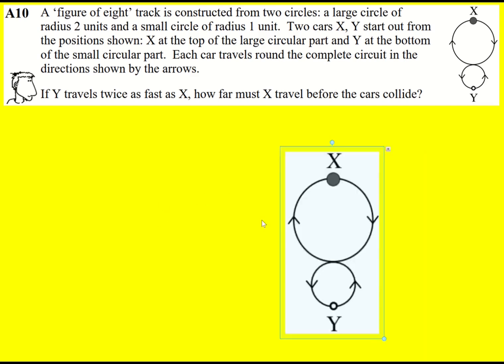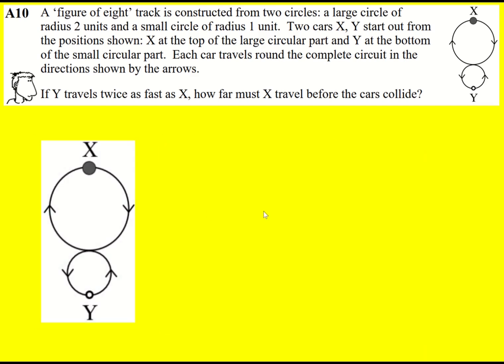I'm going to go through this question in two different ways. First of all, this is how I did it. We've got a large circle and its radius is 2, which means the circumference is 2 pi r, so it's going to be 4 pi, which by the way means that half the circle is going to be 2 pi.